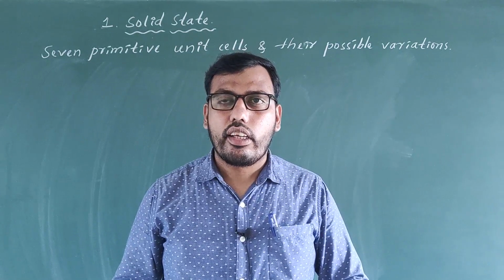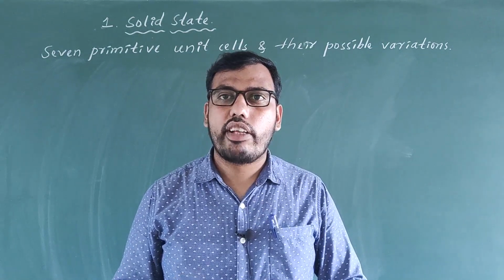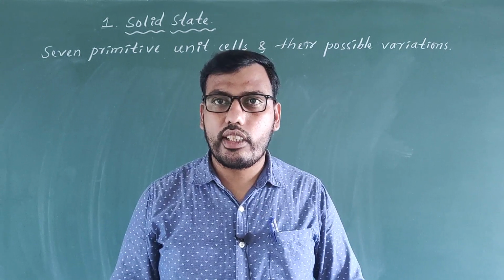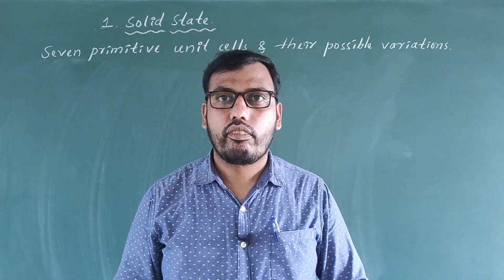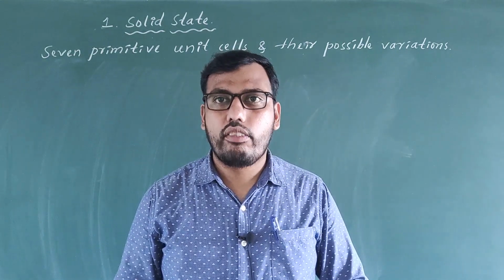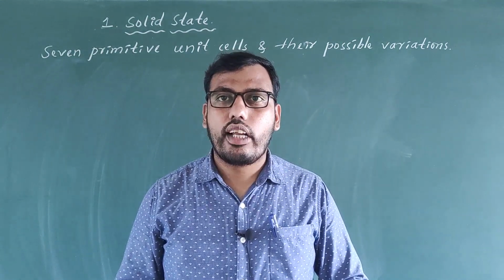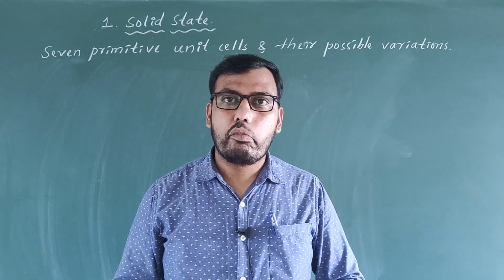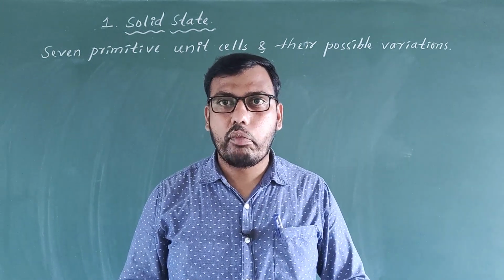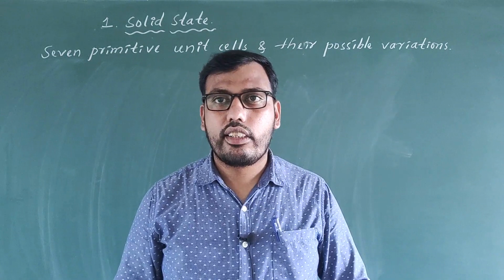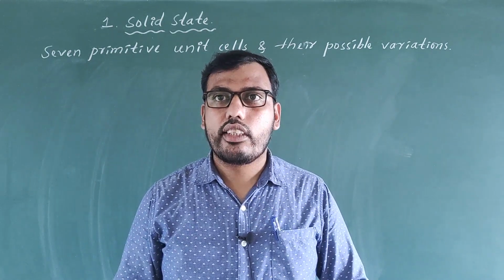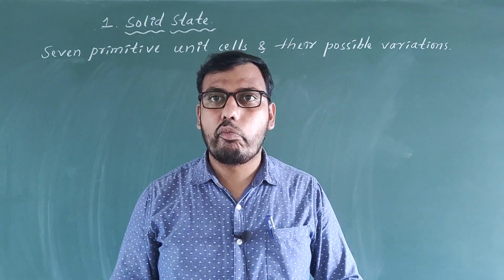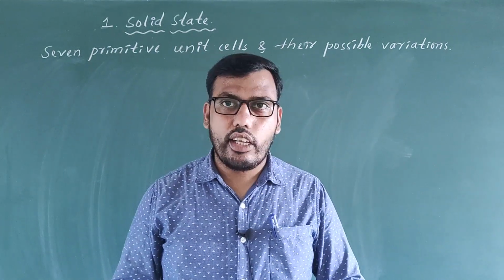So today let us see the 7 types of primitive unit cells. They are also known as crystal systems, and their possible variations. How they are classified into different possible variations, that is nothing but our Bravais lattices. Before going to that, let us see what those 7 primitive unit cells are.